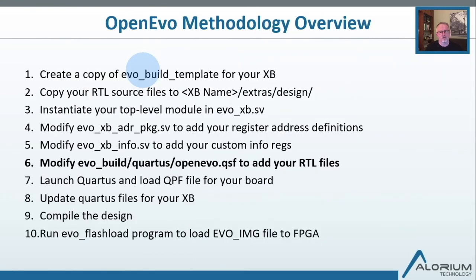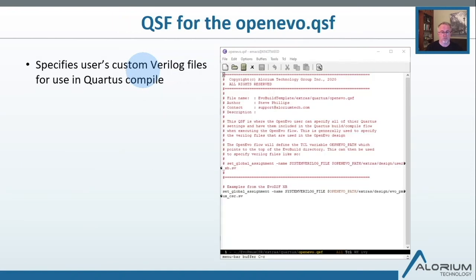So now we're at the point where we've done all the modifications to the source file. Now we can just go into our Quartus directory and modify the OpenEvo QSF file. So let's take a quick look at that.